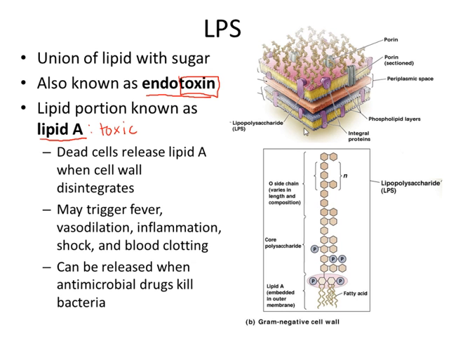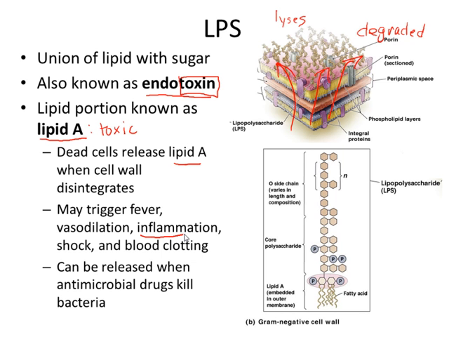Now here's what happens. When a cell dies, we talked about this before, essentially the cell lyses, everything spills out, and eventually even the membrane and the cell wall get degraded. Now, as that membrane and the cell wall get degraded, lipid A gets released into the environment. Well, that environment may be your colon. That environment may be your bloodstream. And as lipid A gets released, it causes a systemic reaction.